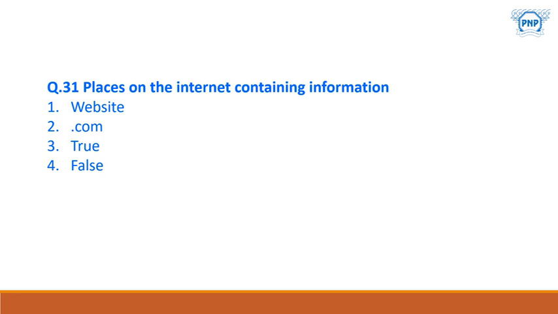Places on the internet containing information. It is a website. We know that there are various websites. Whenever we need any information, we just type the name of that particular website and we get the required information we are searching for. So website is the answer for this particular question.